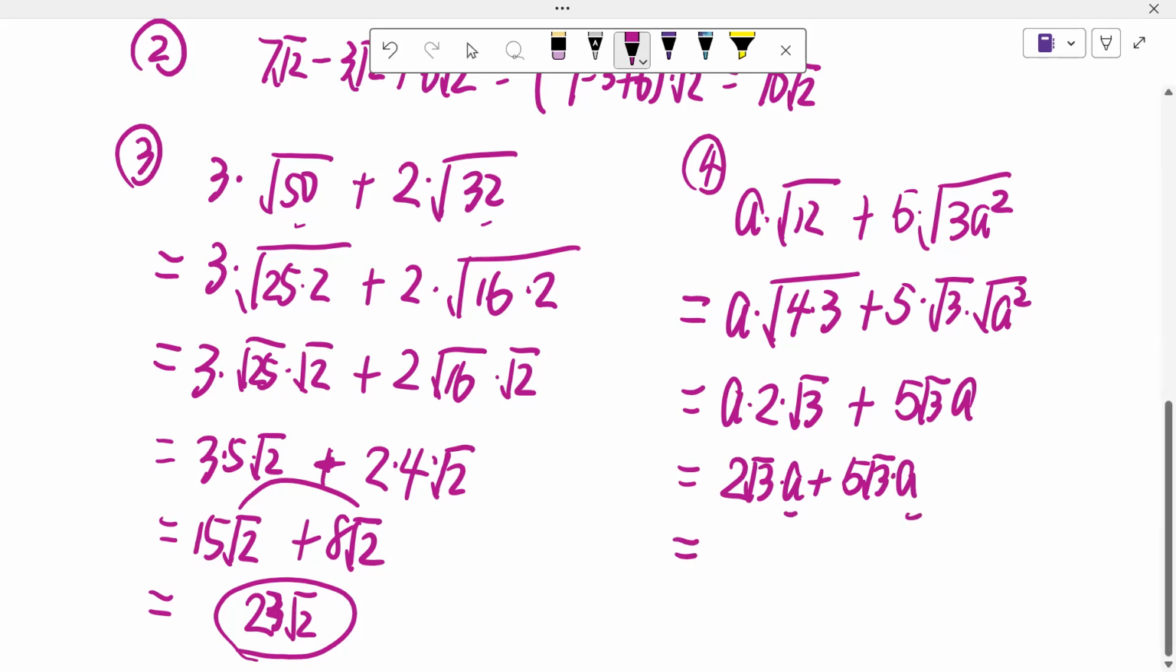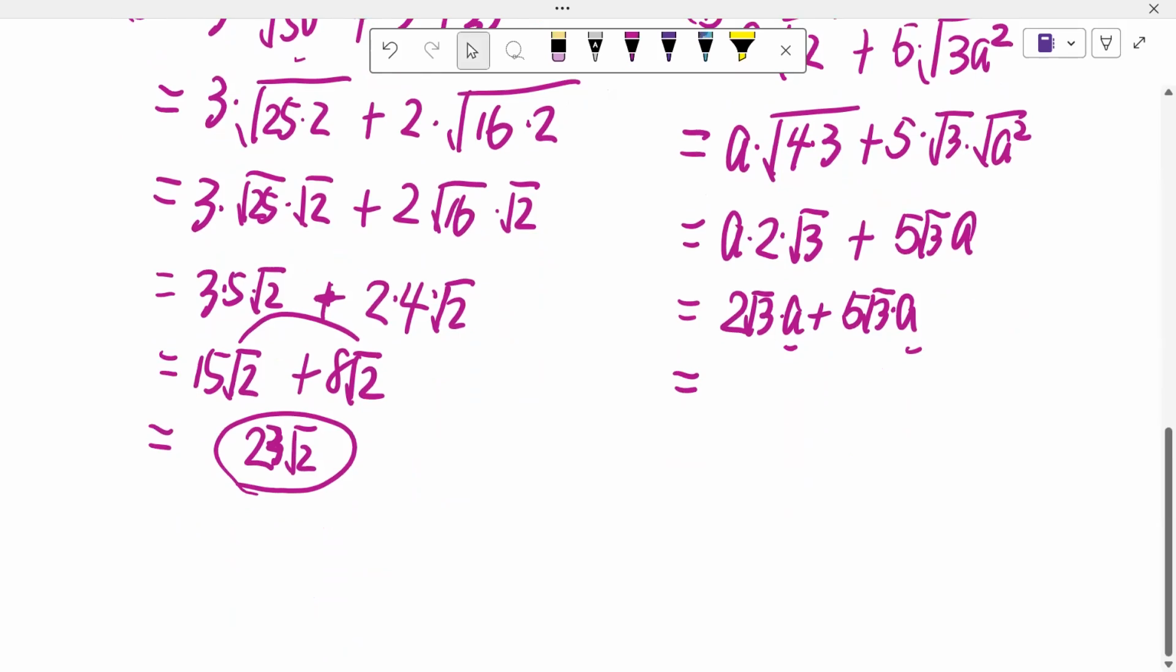Now they are like terms, right? Both have the square root of 3a. So combine 16 square root of 3a plus 5 square root of 3a, adding 16 and 5, you get 21 square root of 3a. Any question about this?